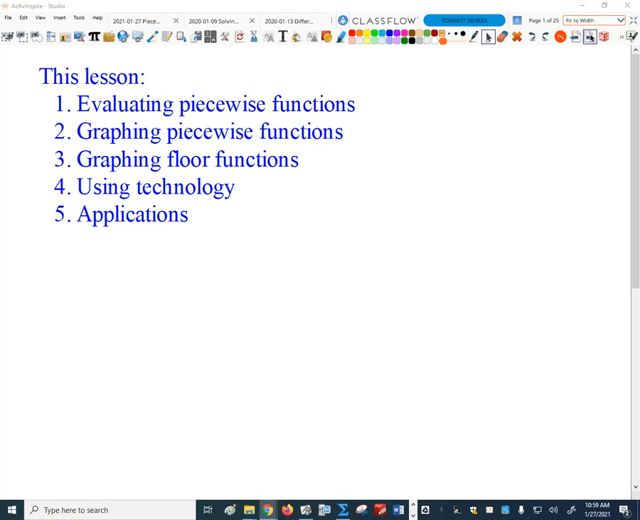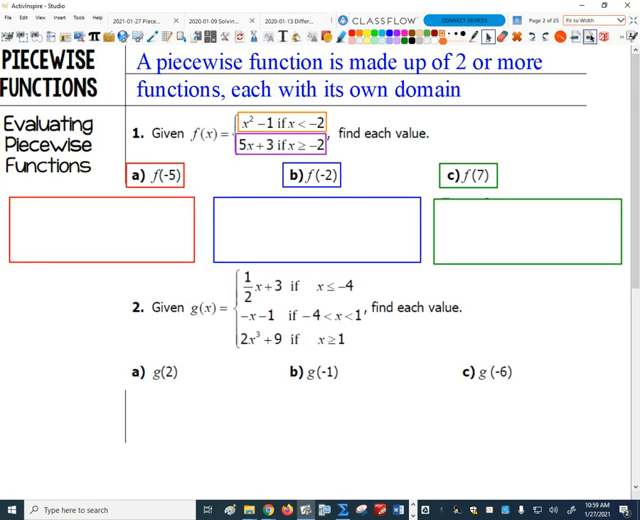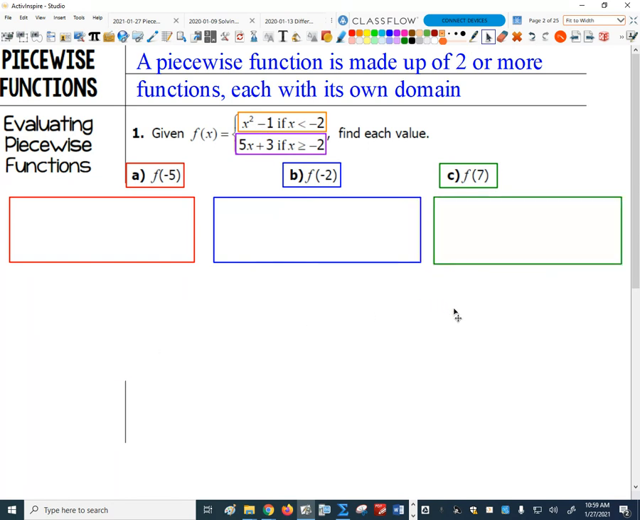So what is a piecewise function? It's a function that's made up of two or more pieces, two or more individual functions, each with its own domain. Here are a couple of examples. Example 1 is a piecewise function that has 2 pieces. Example 2 down here is a piecewise function that has 3 pieces.